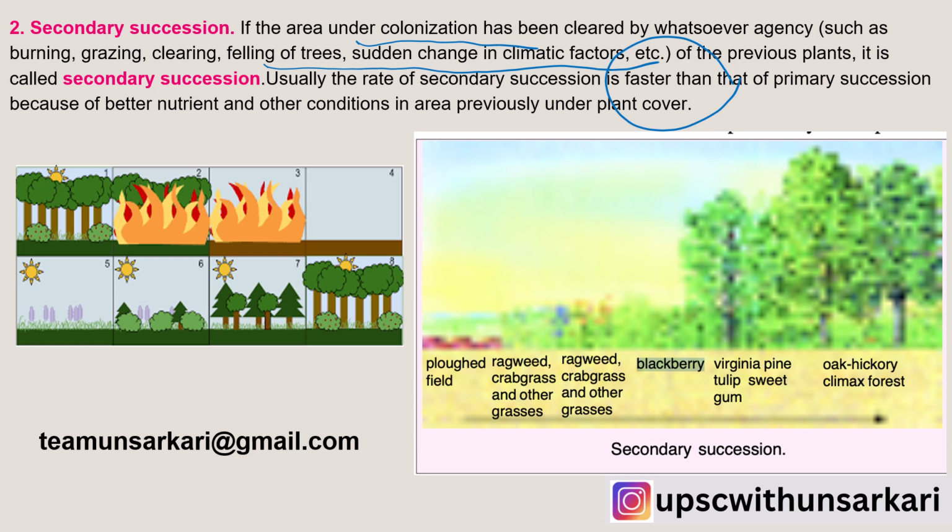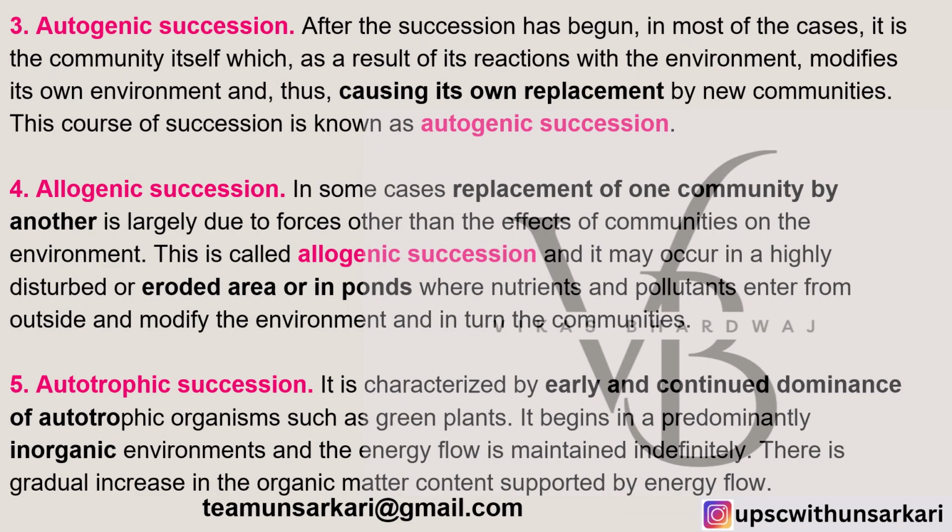So the plowed fields, ragweed, crabgrass, blackberry, Virginia pine, and oak hickory climax forest. So again, here also you see that there is a whole process. Again, I am focusing on the fact that nothing is happening out of the blue. Autogenic succession means after the succession has begun, in most of the cases, it is the community itself which, as a result of reactions with the environment, modifies its own environment, thus causing its own replacement by new communities. This is autogenic.